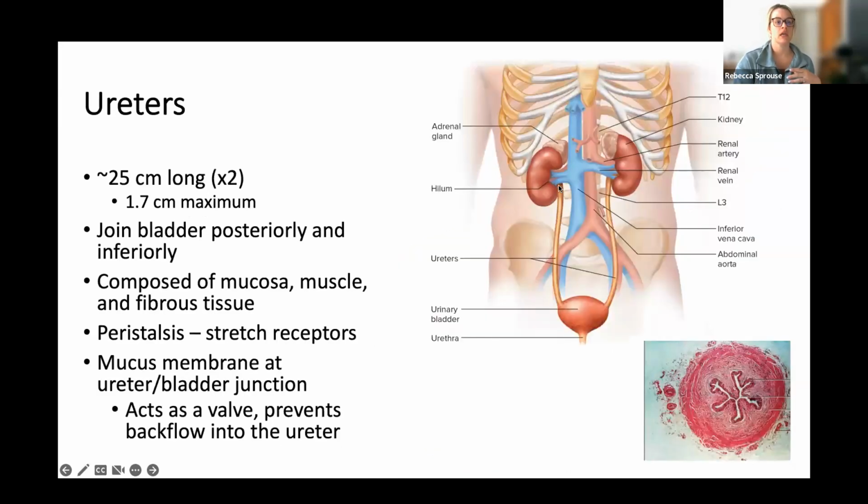Okay, so we have our ureters. They're about 25 centimeters long, and at their widest point, it's about 1.7 centimeters. So they are actually going to join the bladder posteriorly and inferiorly. So interestingly, the ureters go underneath the bladder and on the back of the bladder. People don't think about that or don't realize that the bladder actually fills from the bottom up. But it does.